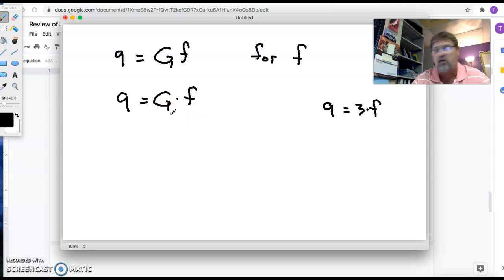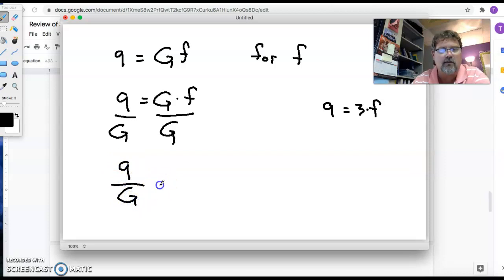So what we'll have to do here is divide both sides by g. Now remember, we have to do both sides if we do anything, otherwise we don't preserve that condition of equality. So we find that 9 over g is f. And that's done. All right, so that's how you solve that one. One step: 9 over g is f.